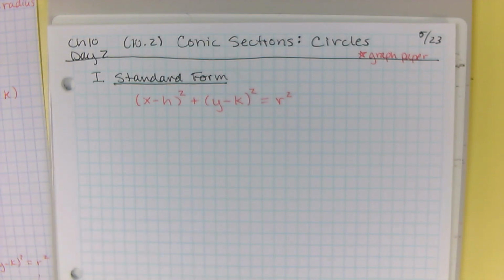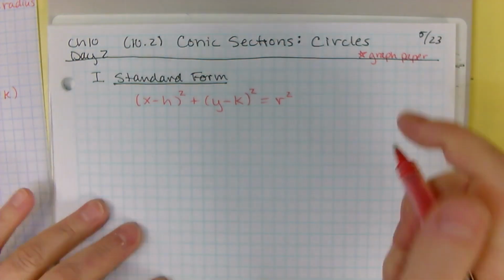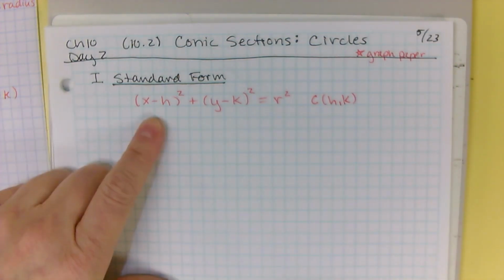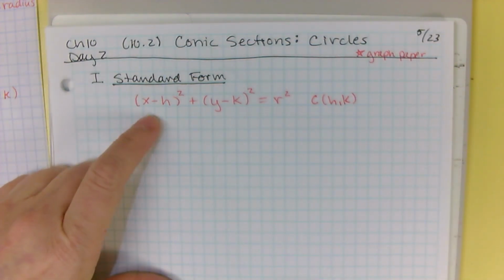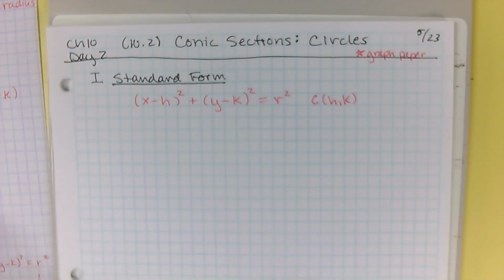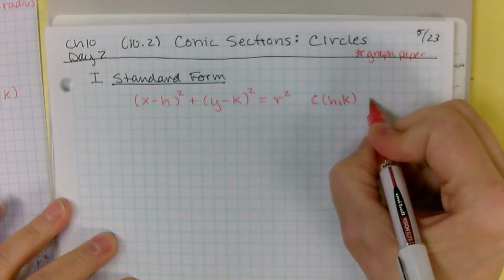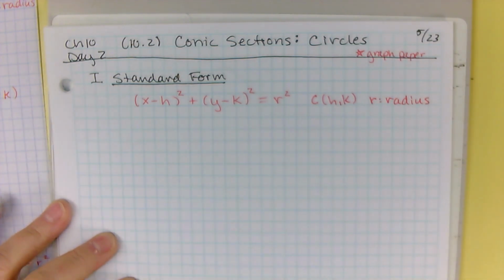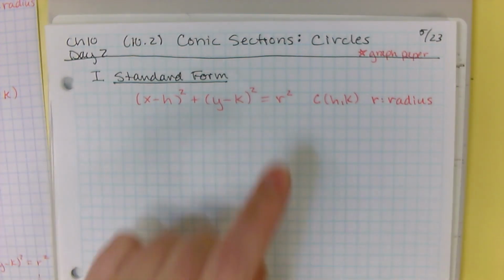So in this equation, along with pretty much any other conic section, h and k are the center point. And they are the opposite sign from what you're looking at because it's x minus h and y minus k. The r is the radius of the circle, and the end of the equation is r squared.